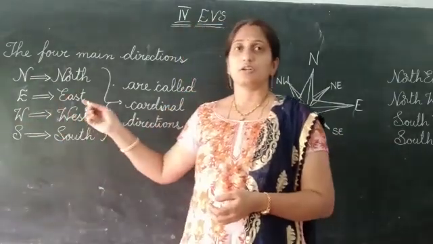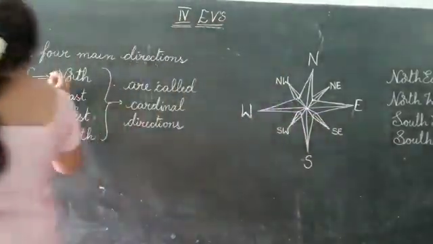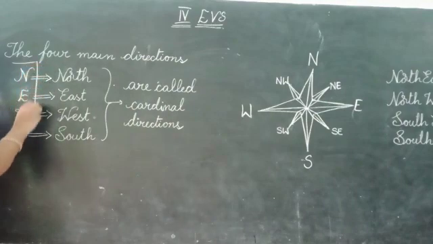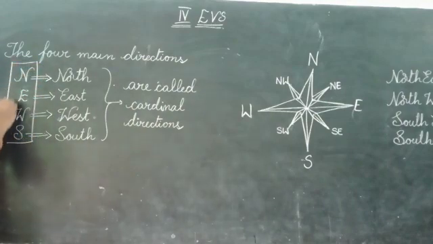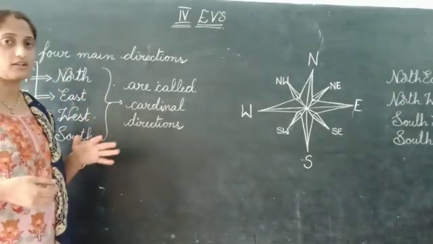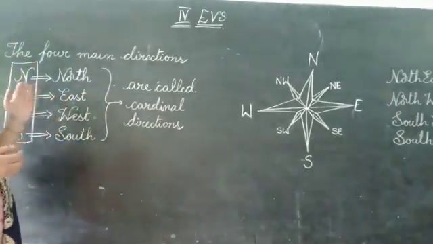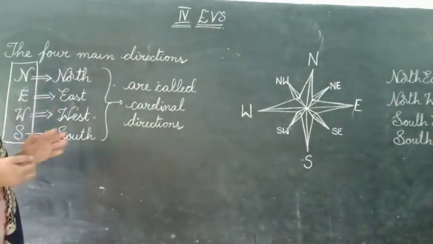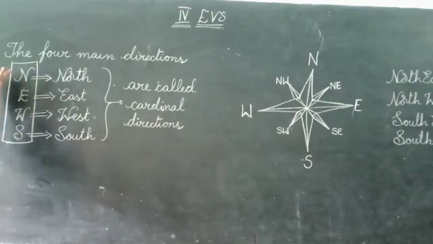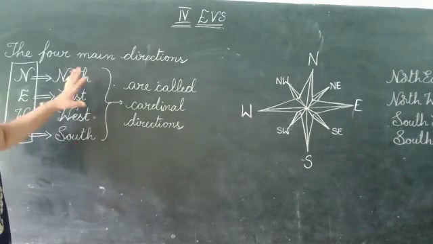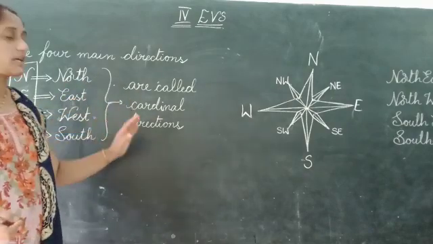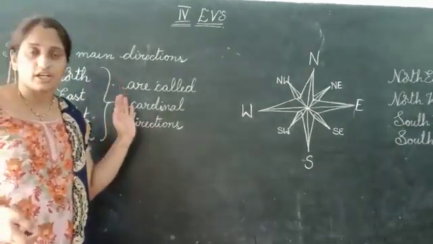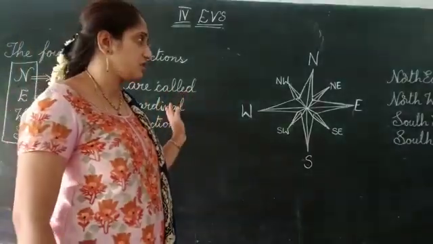Did you see a news channel? What is meant by news? That is the information that we gather from different places. That means from different directions, from 4 directions, if we gather information, that is called news. N-E-W-S: north, east, west and south. So these 4 directions are called cardinal directions.